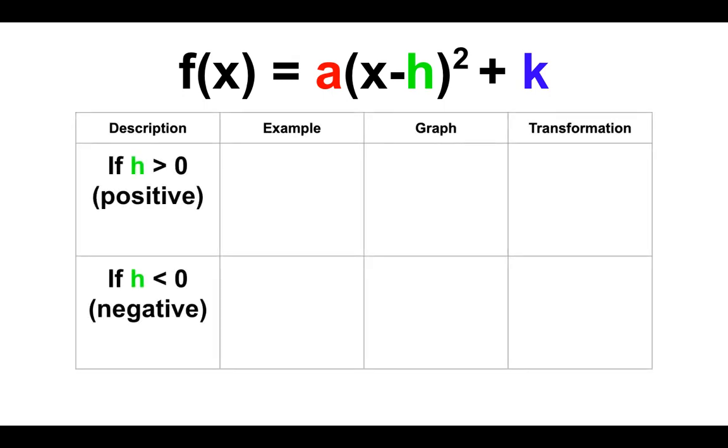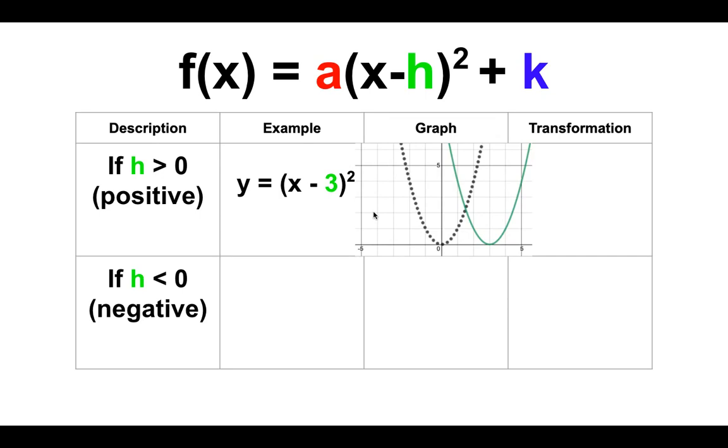We're going to take a look at the h value. If we have x minus 3 squared, it looks like it should be going left, but this is what the graph is. The green function is x minus 3 squared. So it looks like it should be going left, but it actually shifts right.